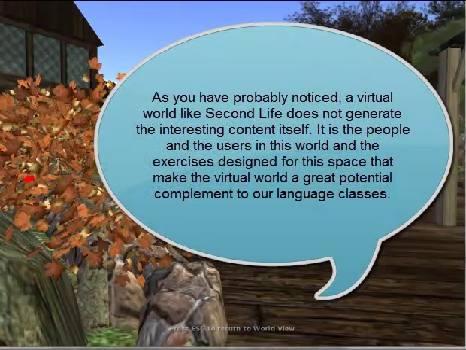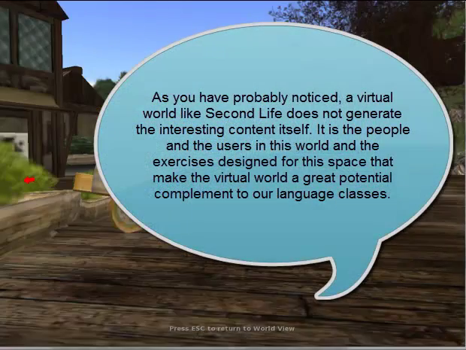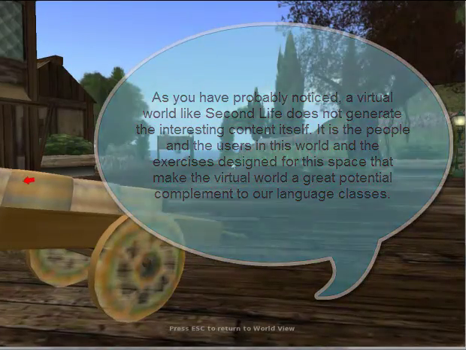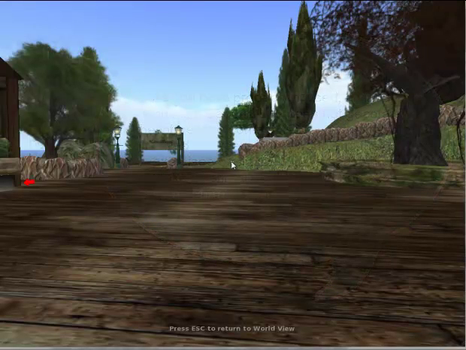As you have probably noticed, a virtual world like Second Life does not generate the interesting content itself. It is the people and the users in this world and the exercises designed for this space that create the interesting contents.